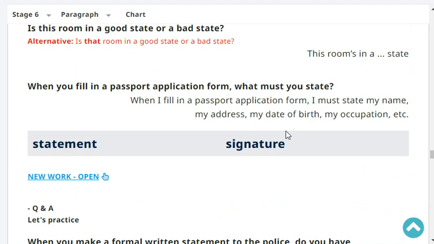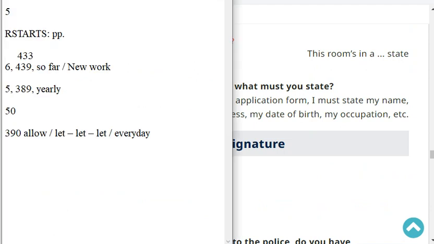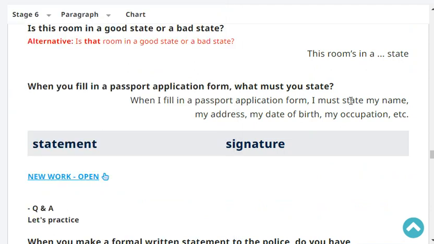When you fill in a passport application form, what must you state? When I fill in a passport application form, I must state my name, my address, my date of birth, my occupation, etc. Very good.